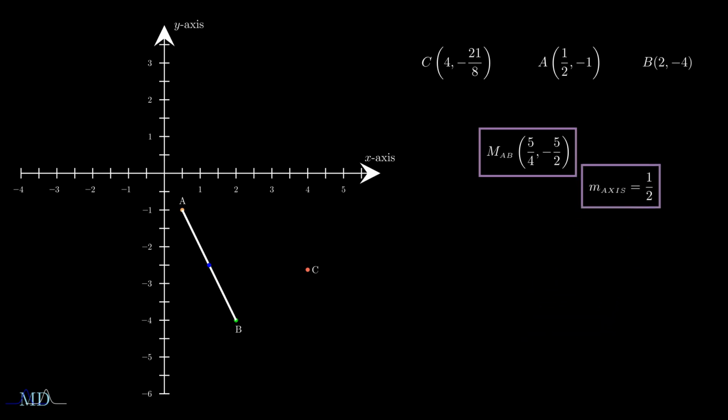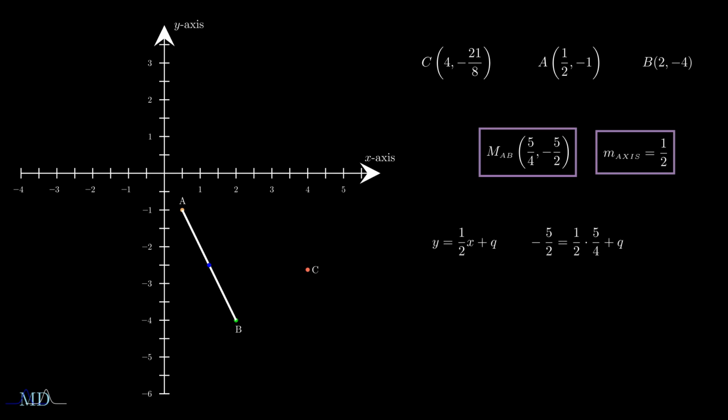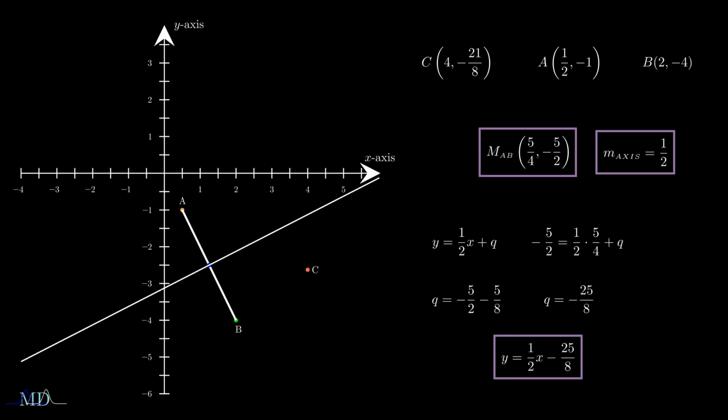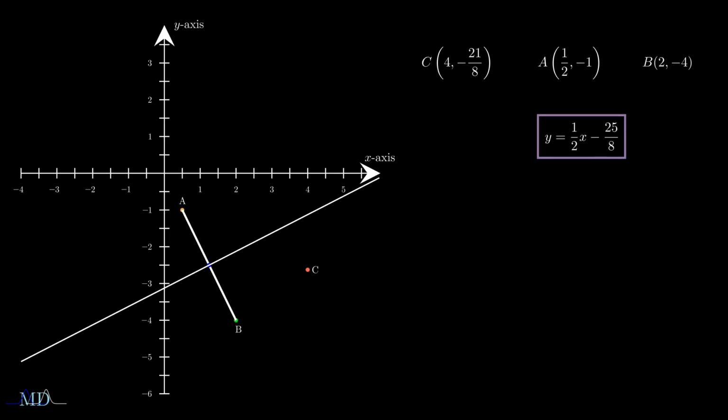At this point we know the slope of the axis, and we need to calculate the intercept. We can do it because we know that the axis passes through the midpoint of AB. We know that the axis has equation y equals 1/2 times x plus q. We insert the abscissa and the ordinate of the point M into the equation, and we find out that q is worth -25/8. We have finally obtained the equation of the line tangent to our circle, that is y equals 1/2 times x minus 25/8.